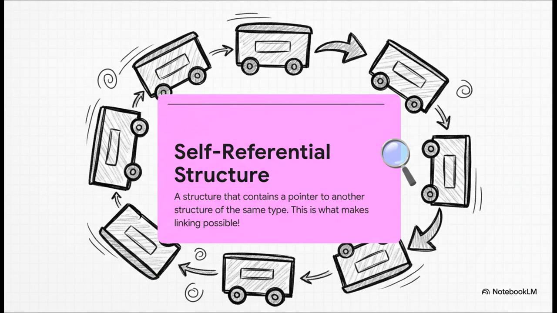And this brings us to a super important term, a self-referential structure. It sounds really fancy, I know, but all it means is that our node struct, our blueprint, contains a pointer to another node struct, another thing made from the exact same blueprint. This is the secret sauce. This is the trick that allows one train car to know where the next one is. Without this, you just have a yard full of disconnected cars.